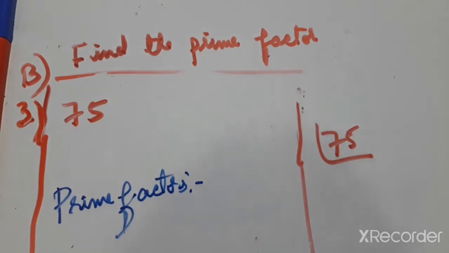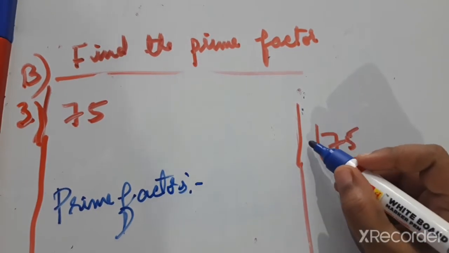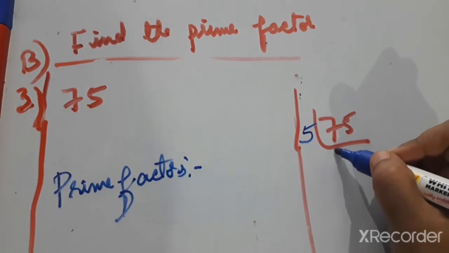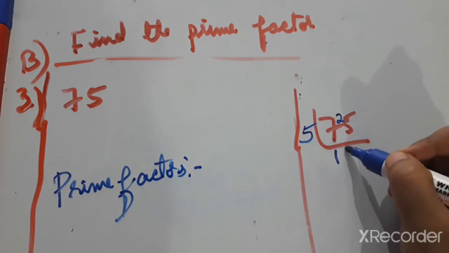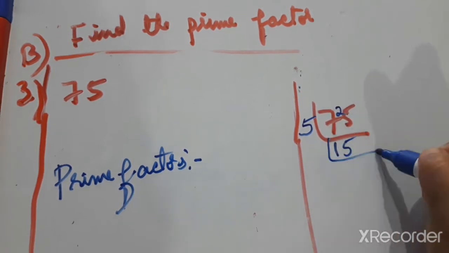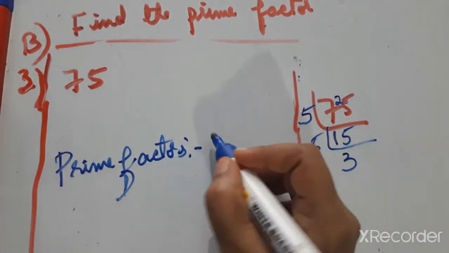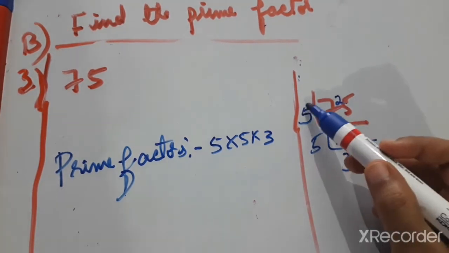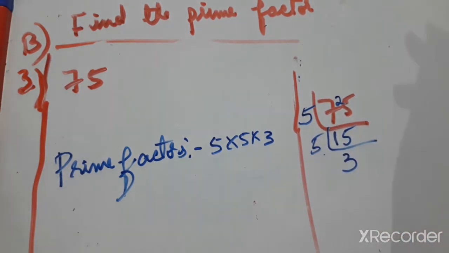Next question, third one, 75. You have to find the factors. So here the last number is 5, no? So it will multiply with 5. And 5 is a prime number only. 5 ones are 5, 2 carry. 5 5s are 25. Again it will multiply with 5. 5 3s are 15. So factors are 5 into 5 into 3, or we can write 3 into 5 into 5. We can try here also with 3. Okay. So factors are 5 into 5 into 3.